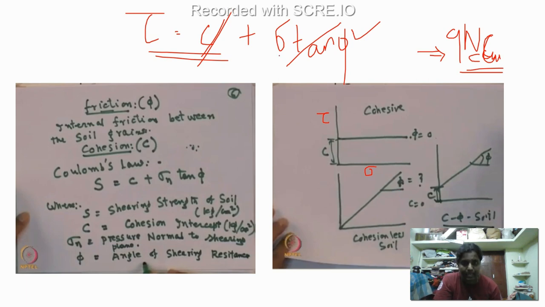So why do we have this sigma part, the normal stress? In a cohesionless soil, the phi part can be influenced by the normal stress, whereas C will not be influenced. That's why we have sigma with the phi term. So tau equals C plus sigma tan phi. Tau is the shear strength of the soil, C is the cohesion intercept, sigma is the pressure normal to the shearing plane, and phi is the angle of shearing resistance, or angle of internal friction.